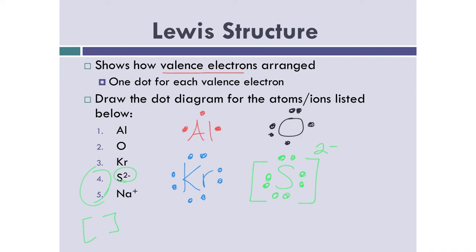All right, last one we have is the sodium ion. So sodium, Na, has 1 valence electron. When it's an atom, however, this is the ion. The ion has lost its valence electron, so we draw sodium with no valence electrons, square brackets, and charge on the outside.